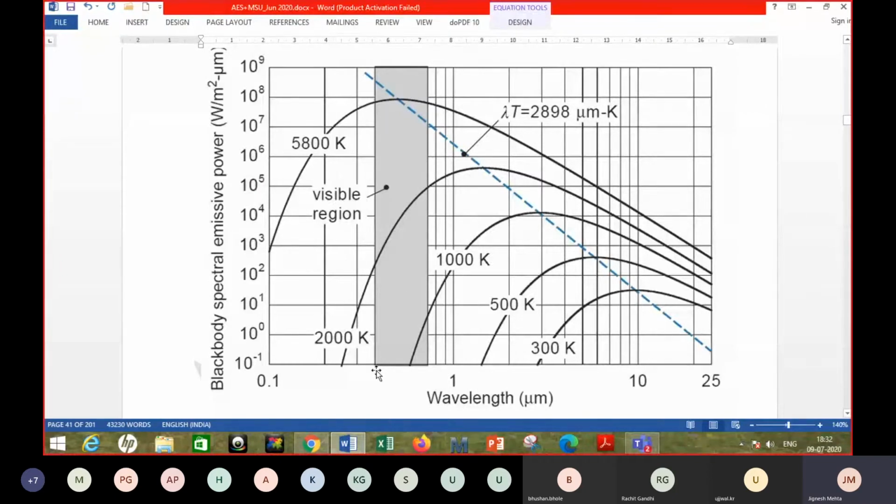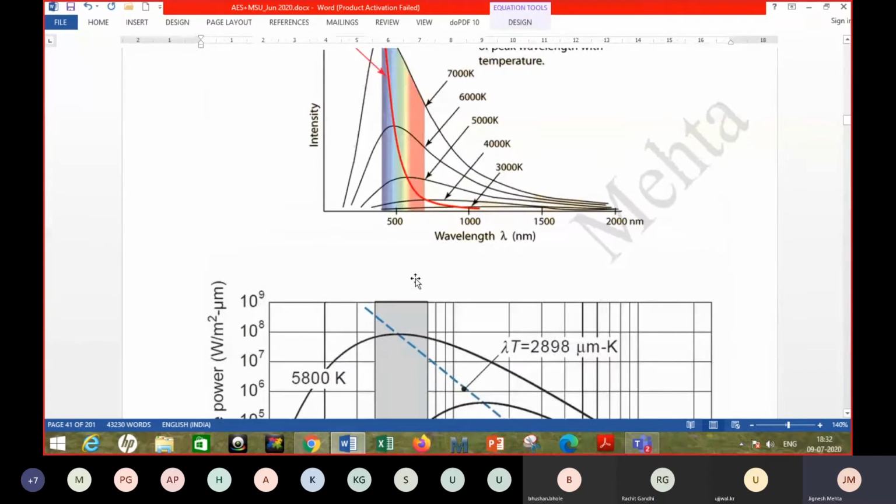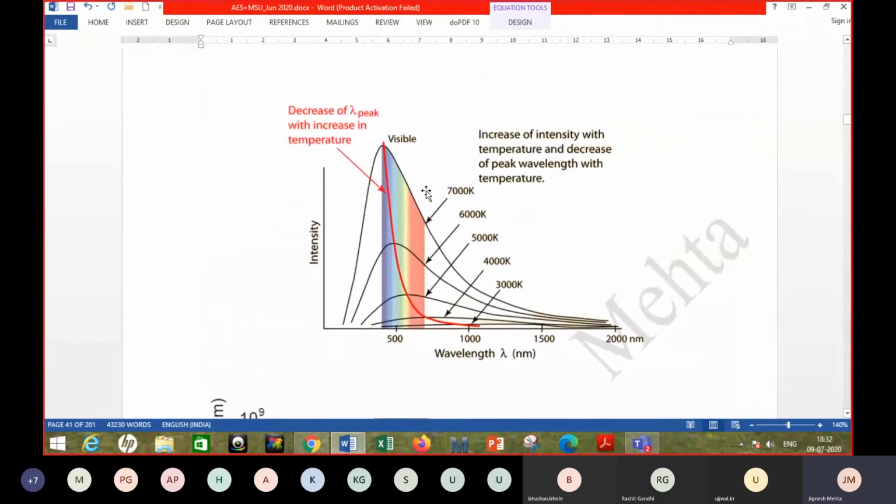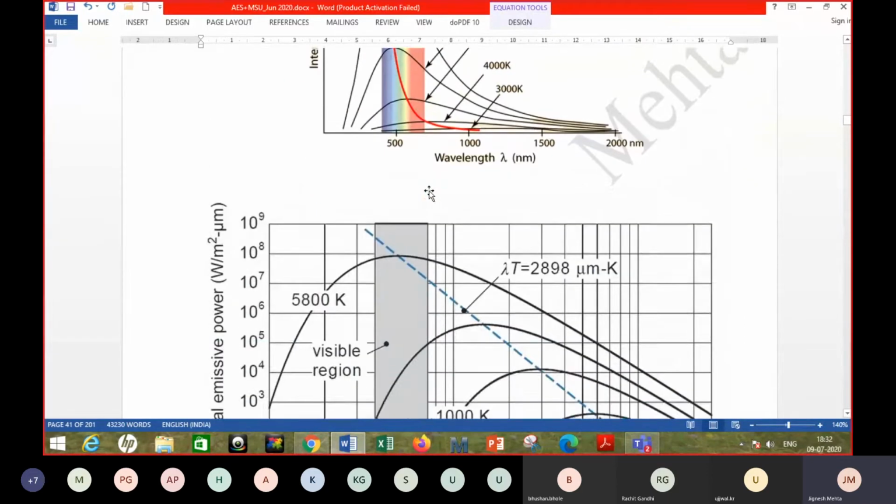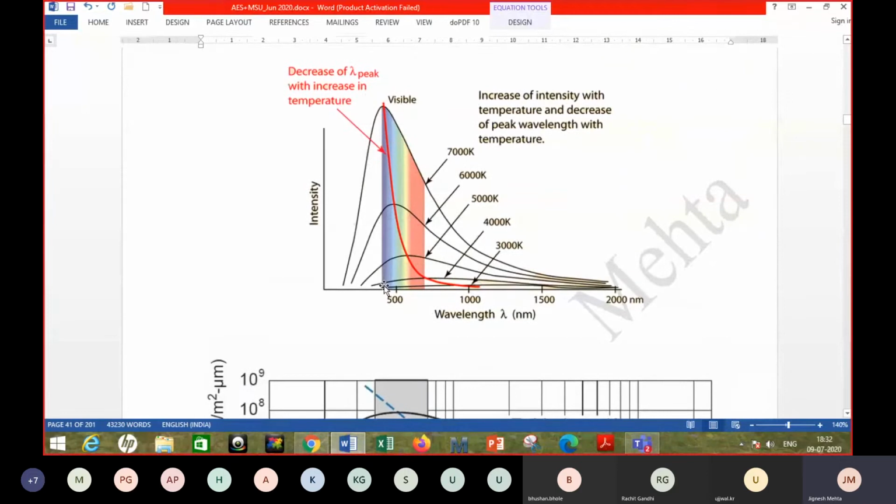And in that, this is the visible spectrum. So what is the range of the visible spectrum? It is from around 0.38 to 0.78. 0.38 is this left hand side, which is violet color. This is shown in nanometers, so micrometer multiplied by 1000. So when I say 0.38, it is 380 nanometer.